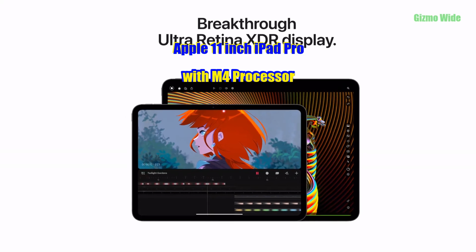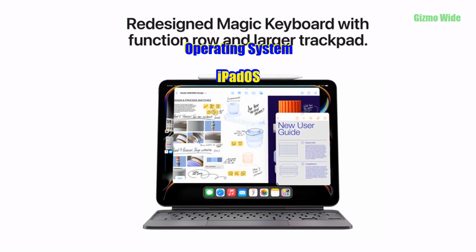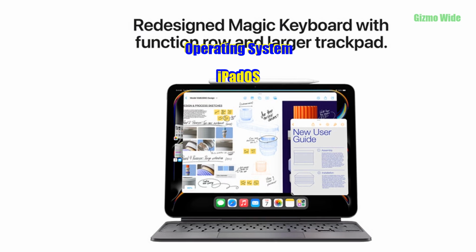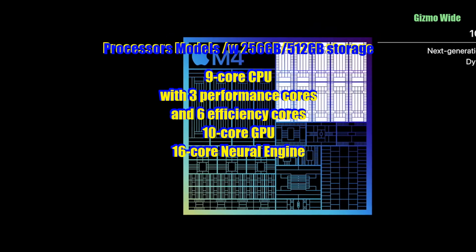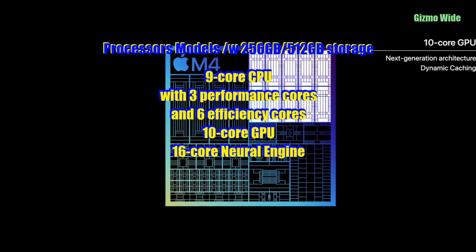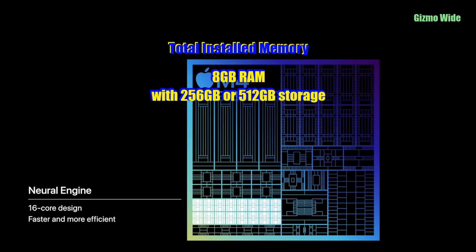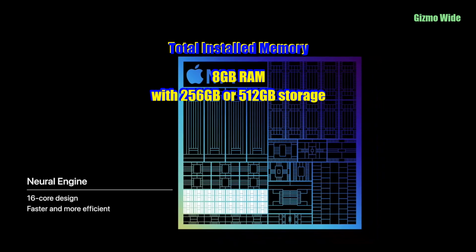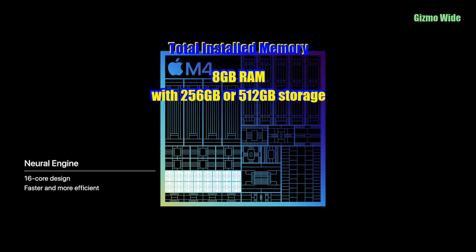Apple introduced an 11-inch iPad Pro with M4. The iPad Pro's operating system is iPad OS. Its processor is Apple M4. The iPad Pro for models with 256GB or 512GB storage uses a 9-core CPU with 3 performance cores and 6 efficiency cores, a 10-core GPU and a 16-core neural engine. Its total installed memory with 256GB or 512GB storage is an 8GB RAM.